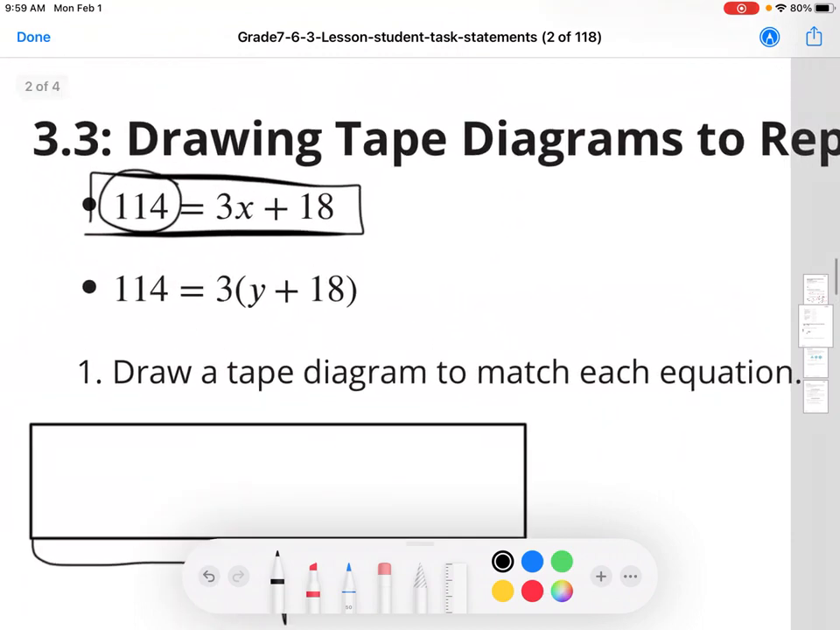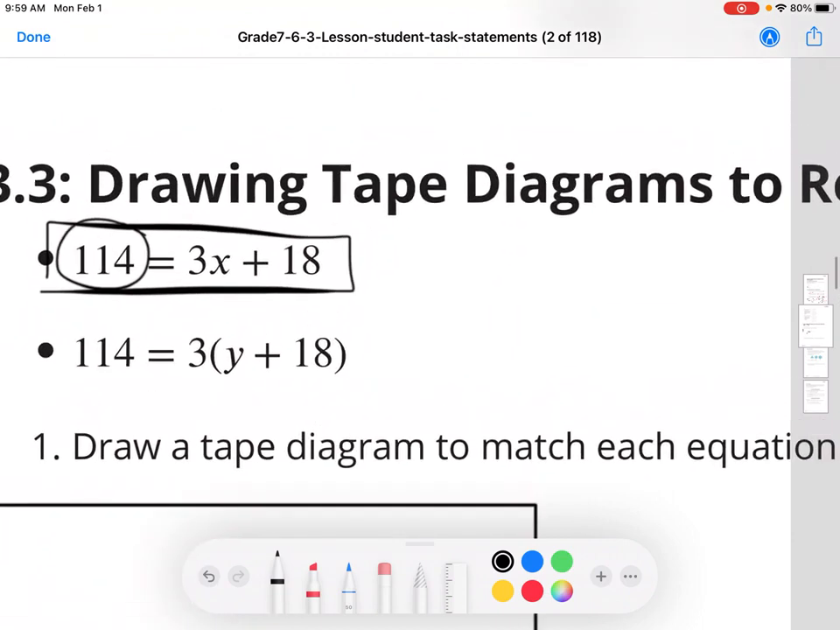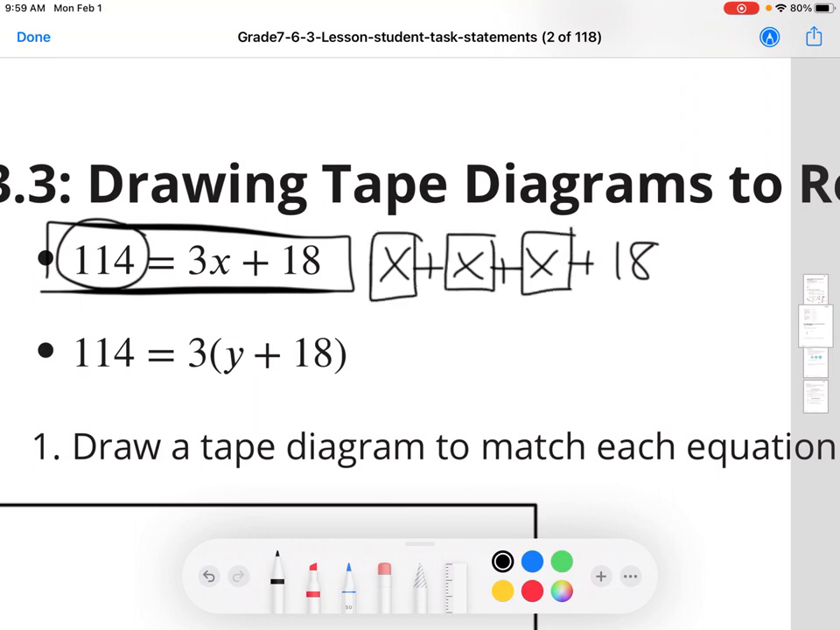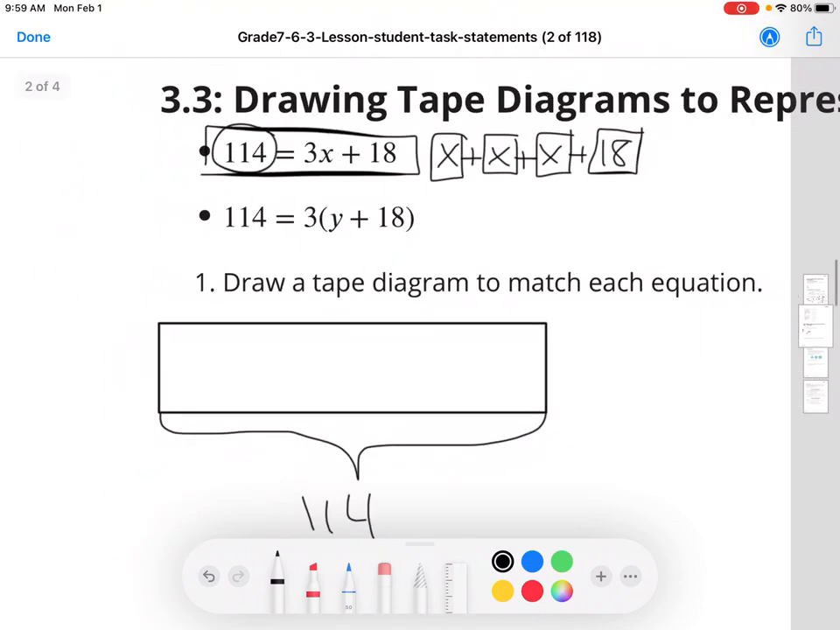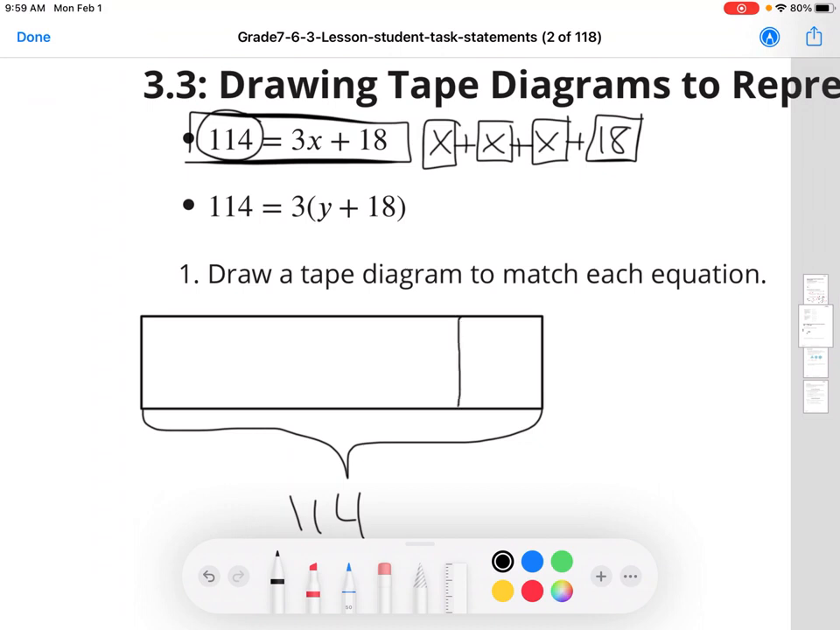I know I have 3x plus 18 is equal to 114. And if I wanted to expand that out, I know that x plus x plus x plus 18 equals 114. So I see here that I have 3 of the same thing, which means 3 of my boxes need to be an equal size. And then I need a 4th box that has 18 inside of it. When I think about my total being 114, I know that my box of 18 would need to be smaller than my other boxes because 18 is not a very large number.